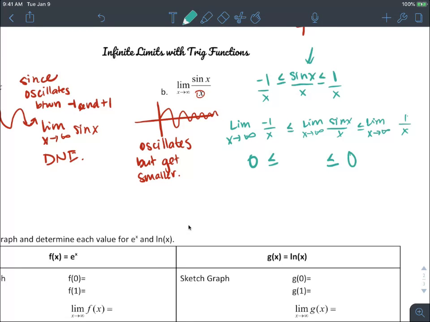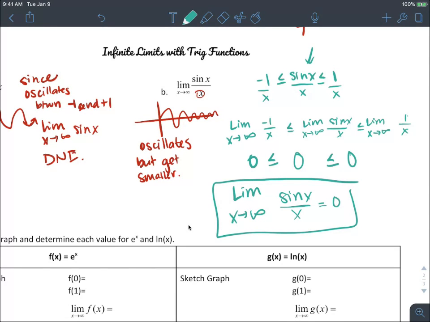So since sine x over x is squeezed between these two functions, the limit is also going to be 0 for sine x over x. So the limit as x approaches infinity of sine x over x is equal to 0. That one's weird. You should memorize that one.